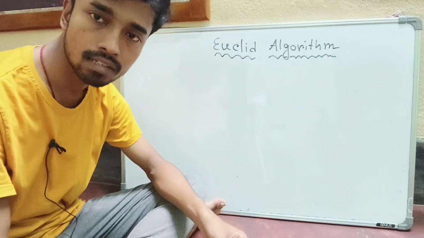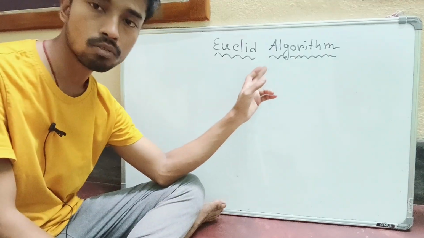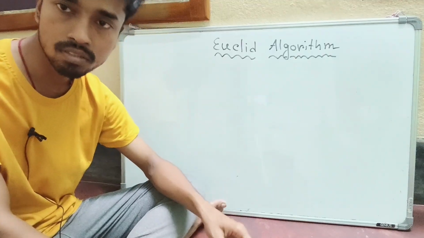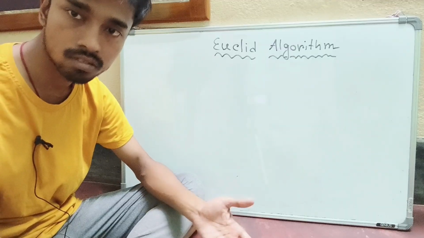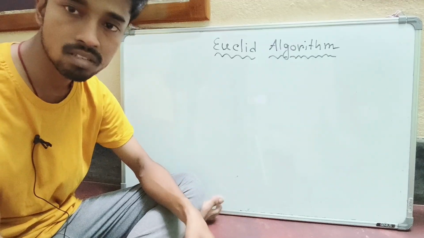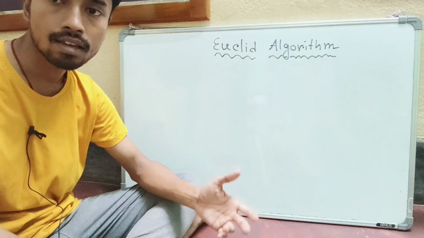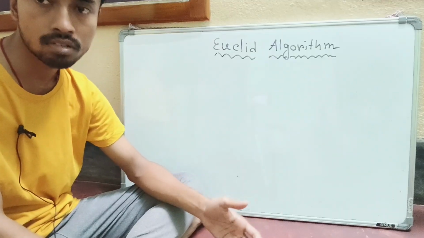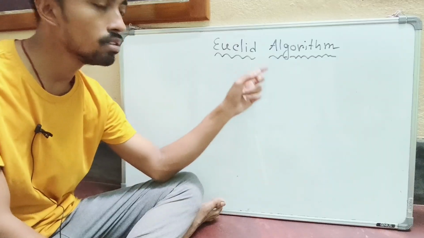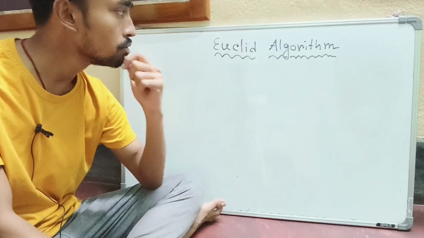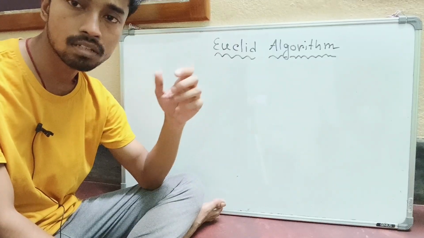A very beautiful idea which is called Euclid's algorithm. Euclid's algorithm is basically used to find the HCF of two numbers, and of course with the help of HCF we can also find the LCM of two numbers. Not only two numbers, maybe more than two numbers, we can find HCF by using this very beautiful method. It was actually done by Euclid.